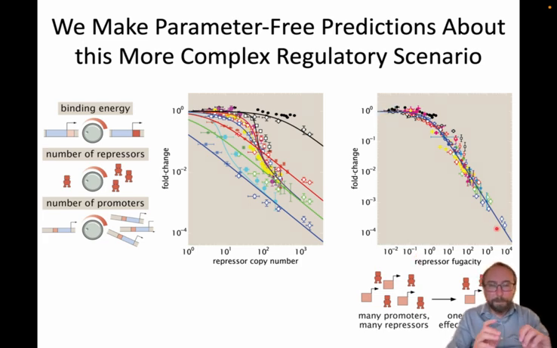And this is a very big deal in physics. When you can show that all your experiments that look very different collapse onto one master curve, it means that you found the natural variable of the system, the variable that actually matters for the system. Not to anthropomorphize too much, but the variable that the cell cares about.